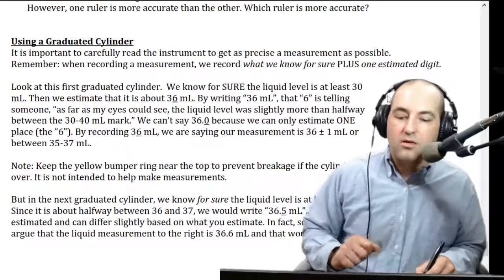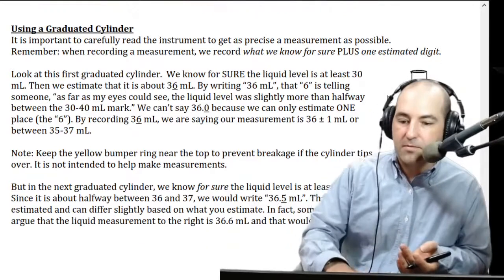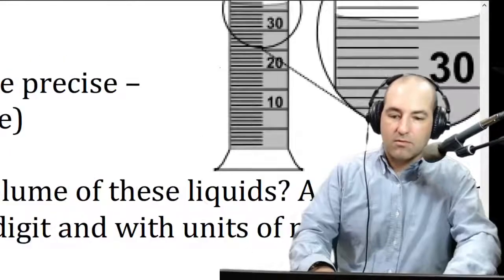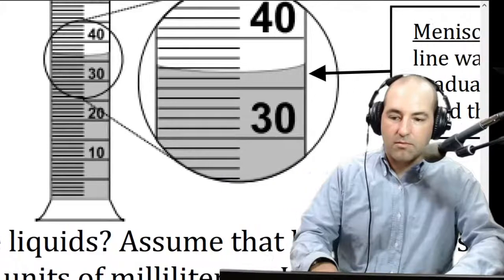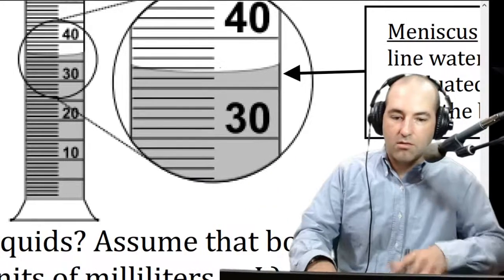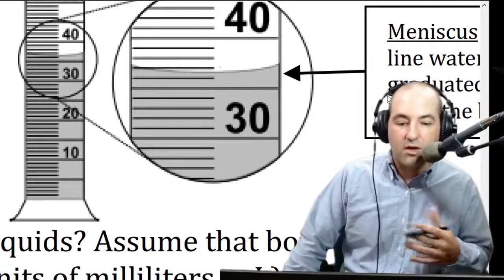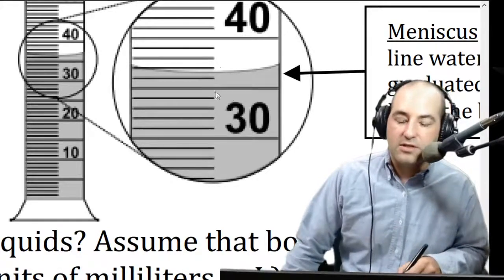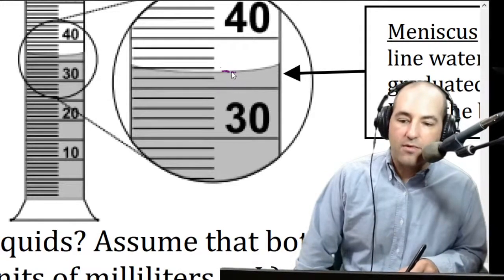All right. So next we're going to look at doing the same technique but in a graduated cylinder. I'm going to zoom in on this picture here. Okay. On a graduated cylinder, the technique is the same. We look at the scale and we look at what it's between and estimate one digit past. The only difference is in a thin cylinder like this, water will generally creep up the edge of the container. So you can kind of see that here.